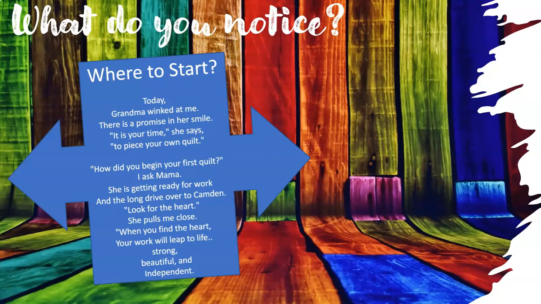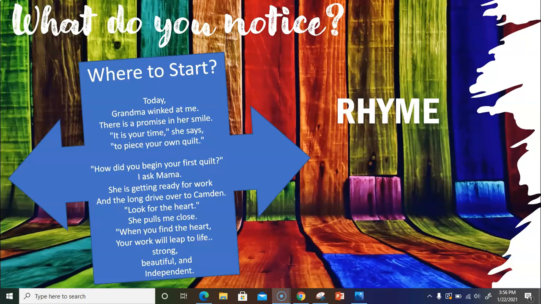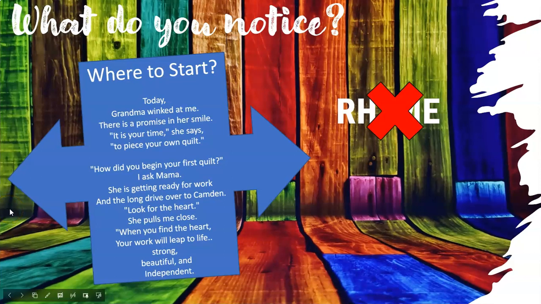Strong, beautiful, and independent. So in this poem, what are you guys noticing? I really want you to tear this one apart. This is a very beautiful poem. Did you notice there's rhyme? Do you guys notice any rhyming in there? No, sir. Not in this one. There is not any sense of rhyme at all throughout this poem. Not one single. There are no lines that rhyme.